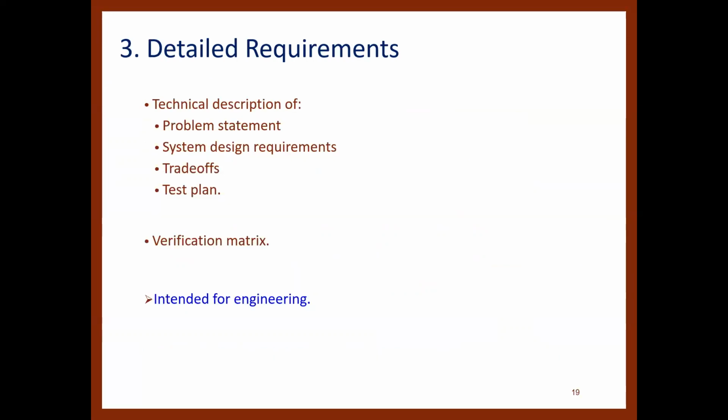Document number 3 is the detailed requirements. This is the technical description of problem statement, system design requirements, trade-off, and the test plan. Typically will involve some type of verification matrix. So you will use this to make sure that you are covering all the areas of your system. And this is intended for engineering.